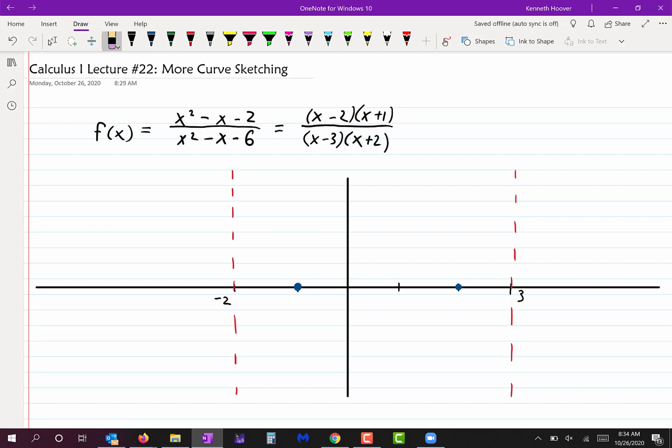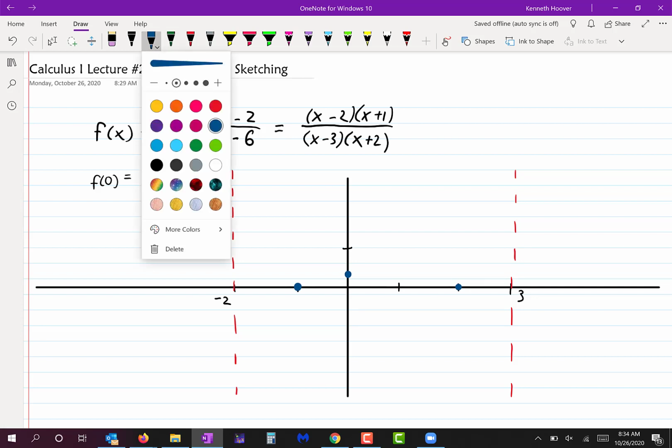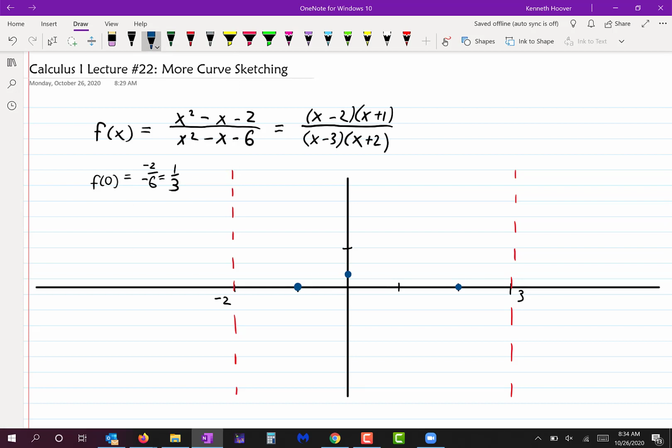I also know where the y-intercept is going to be by just plugging in 0. What's f of 0? It'll be -2 over -6, which is 1/3. So there's my y-intercept. Let's say that here's 1 right there, so this will be crossing the y-axis right about here at 1/3. So all of this stuff I can write down before I do any calculus at all.